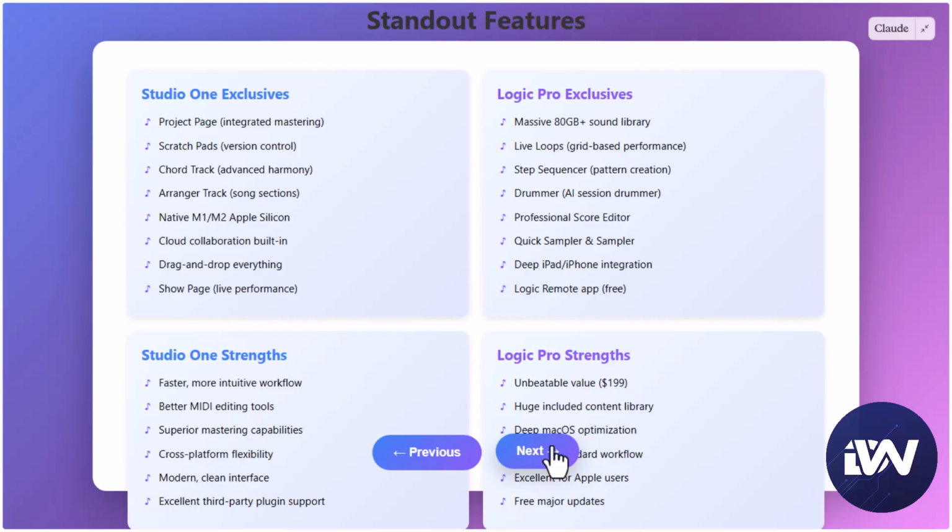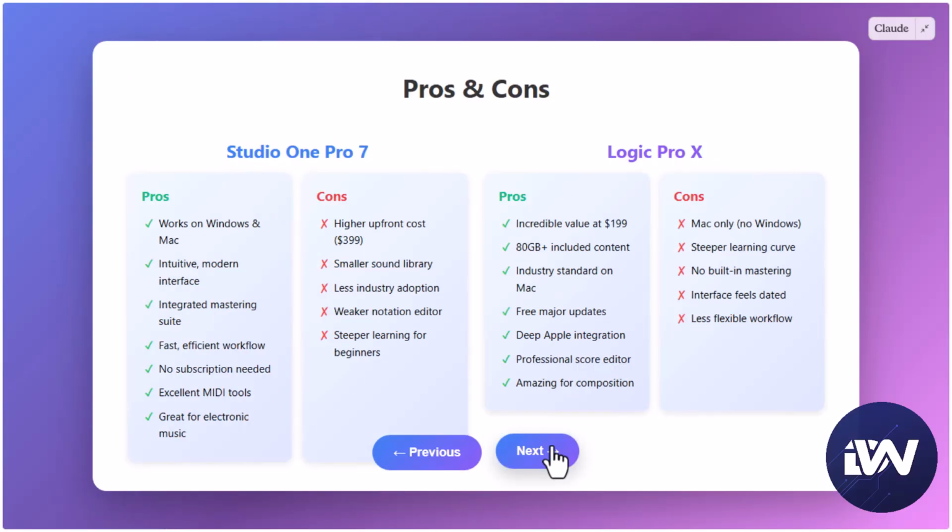So, which one is better? Choose Logic Pro X if you use a Mac and you want the best value for money, and you also focus on songwriting, MIDI, and composing. Choose Studio One Pro 7 if you're on Windows or Mac and you want a faster, cleaner workflow and you care about mixing, mastering, and flexibility.